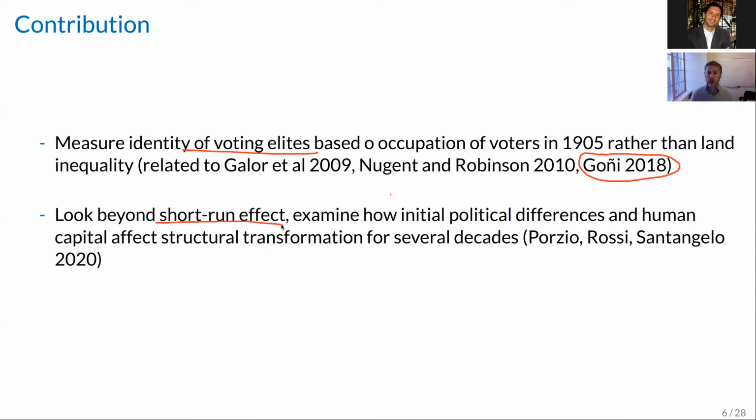Okay, so let me start giving a quick institutional background that you need to know on Brazil. It's going to be very quick. I won't go into super detail. It's just the basic history that you need to understand the paper. Then I'll move to describe the data and present the results.